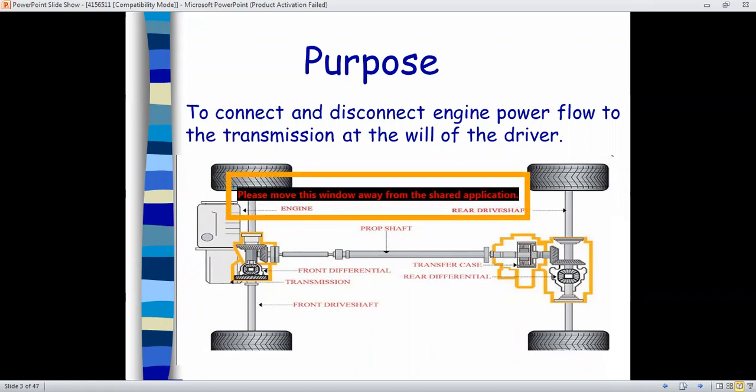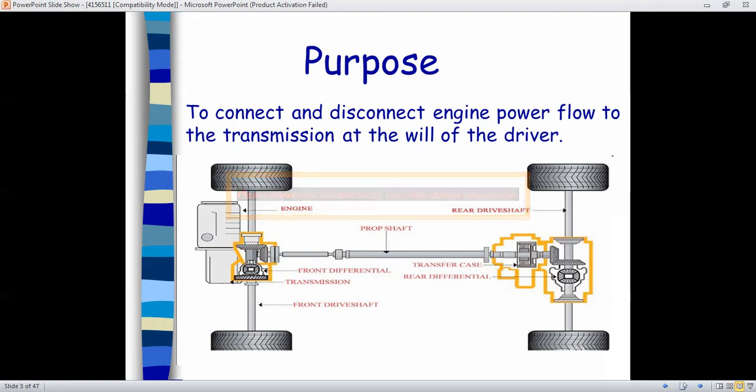Okay, students, if you have any doubt in between the lecture, then you can ask your question through the chat box.